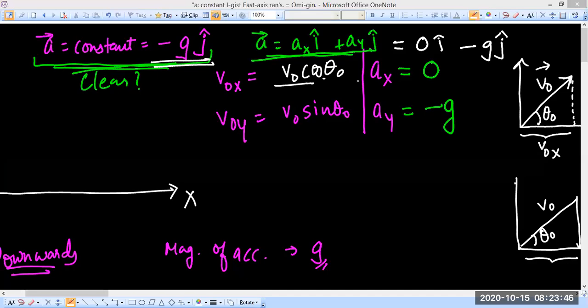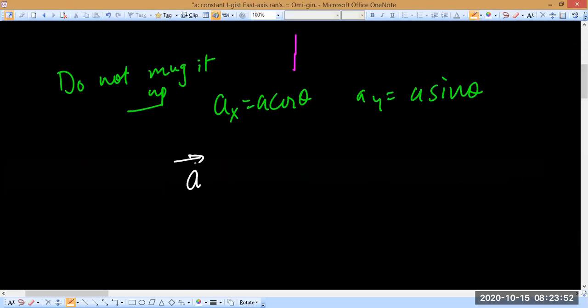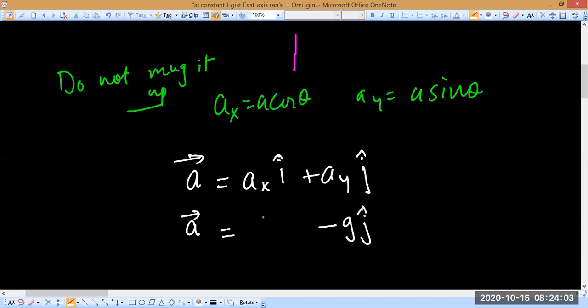Okay, some people are still having problem. Let me explain it again. Nothing here is difficult. You know that every vector can be written in this way in form of components. And here we know that this is equal to minus g j caret. And I is not written, it means it's 0.